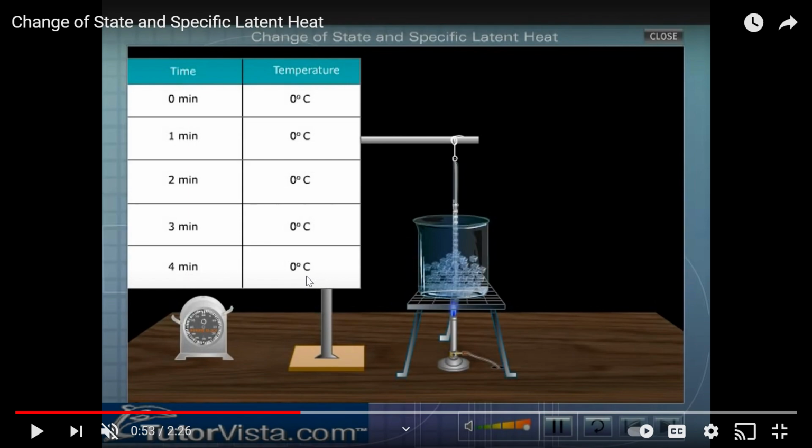Now I thought that there is some problem with the thermometer. But no children, the thermometer is quite fine and correct. There is no problem with the thermometer. As the time is moving on, the temperature is not changing.